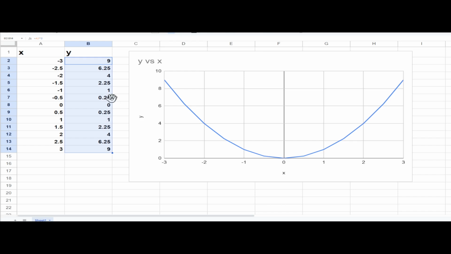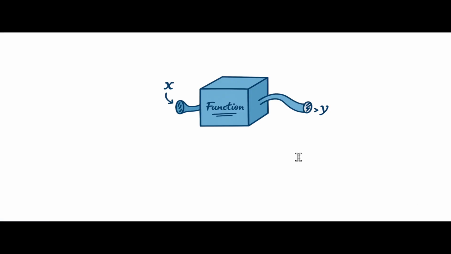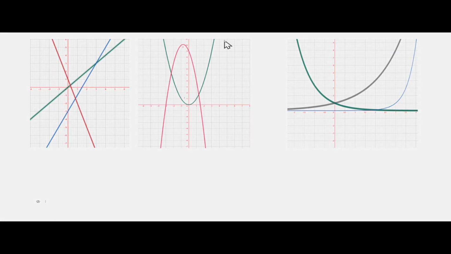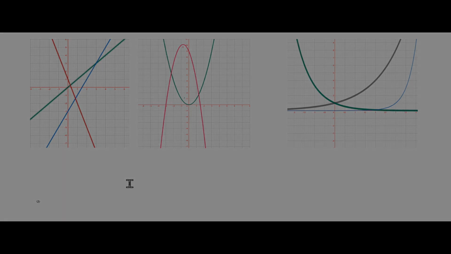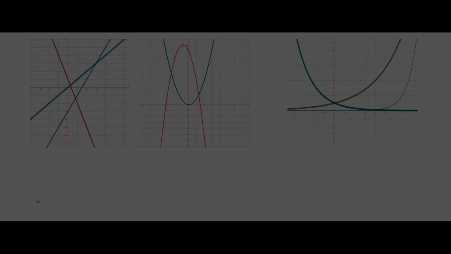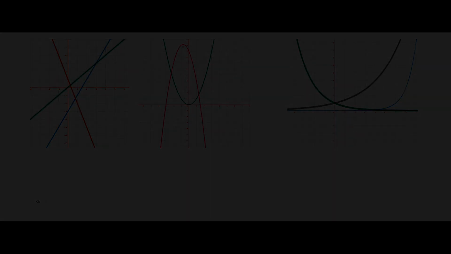9, 6.25, 1, 0.25, 0, 0.25, 1, 6.25, 9. So notice here, if you look closely, it kind of kinks. If we put more and more points in here, it's going to eventually become this nice parabola that we had before, and a different type of parabola there. So let's continue with some more patterns.